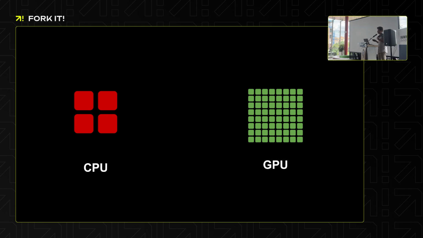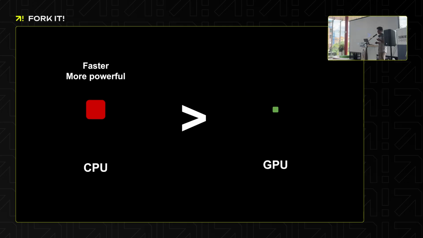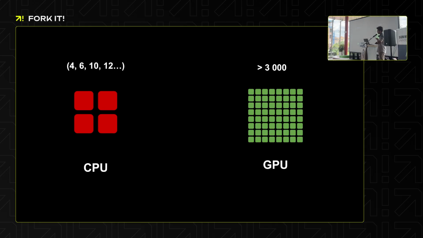So both GPUs and CPUs have what we have here, cores. I'm not sure if you can see the picture, but here we have the CPU and the GPU, and they have processing units. The processing unit or the core of the CPU is much more powerful and faster than the GPU's. But the thing is that the GPU has thousands of cores, while the CPU normally has 4, 8, 10, or something like that.